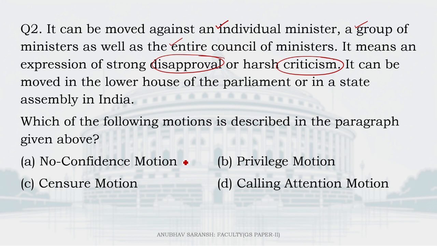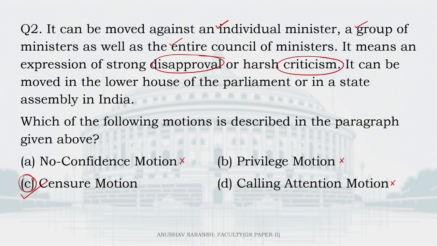It cannot be an NCM. Why? Because NCM is moved against the entire government. It cannot be a privilege motion because a privilege motion can be moved against any MP, not just ministers, and in either house. And since this motion is again being moved only in the lower house, this would mean that calling attention also is out of contention. Censure motion is the right answer.